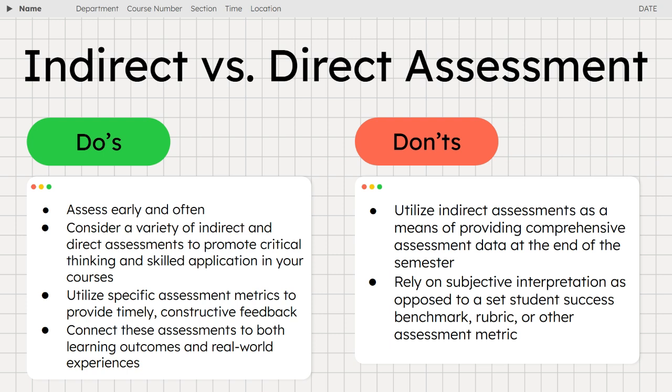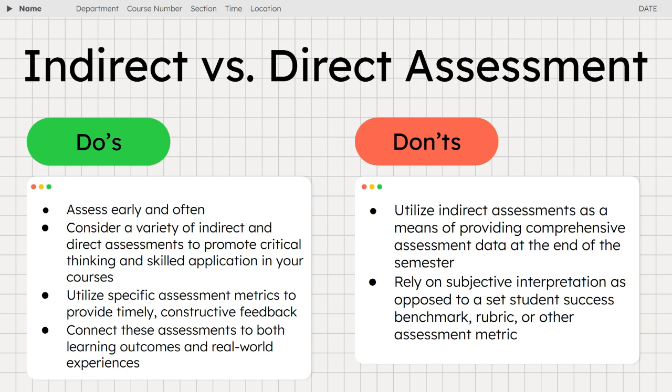Some things work really well and some things don't for specific circumstances, and we want to go through those. So we've got some do's, right? Number 1, assess early and often. Whatever kind of assessment you are utilizing, preferably a variety, right? We want formative and summative. We want indirect and direct, but it needs to be happening consistently. Number 2, consider a variety of indirect and direct assessments to promote critical thinking and skilled application in your courses. Number 3, utilize specific assessment metrics to provide timely, constructive feedback. And number 4, connect these assessments to both learning outcomes and real-world experiences.